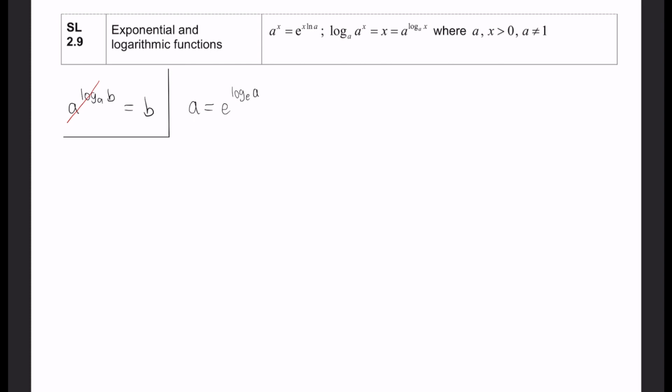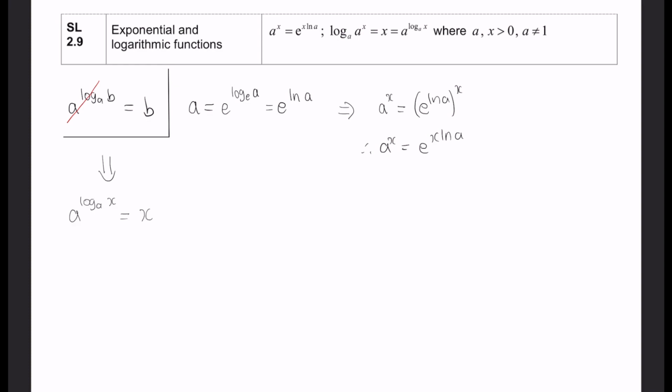Euler's number is so important that there is a special name for logarithms whose base is e. Logarithms with base e are called natural logarithms and are denoted as ln. So, e to the power of log base e of a is equal to e to the power of ln a. If we raise both sides of the equation to the power of x, we get a to the power of x equals e to the power of ln a, all to the power of x. Therefore, by exponent rules, we get a to the power of x equals e to the power of x ln a.